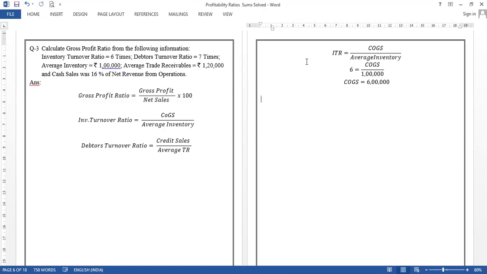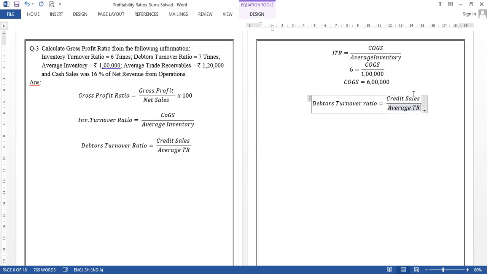The next formula which I would like to work on is debtors turnover ratio. Debtors turnover ratio formula is well known to us, that is credit sales upon average trade receivables, right? Now out of 3 we are given 2 values. Debtors turnover ratio can be seen as 7 times and average trade receivables is 1,20,000. Let us place the values.